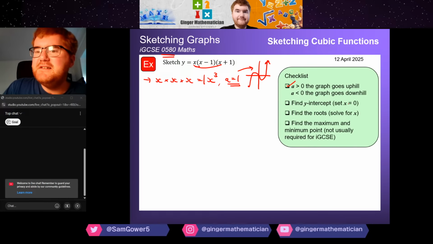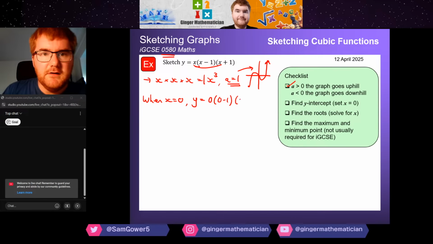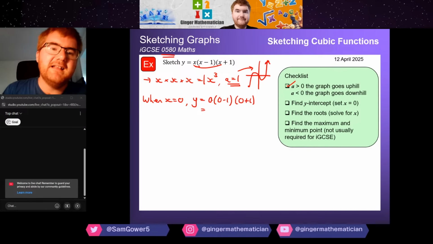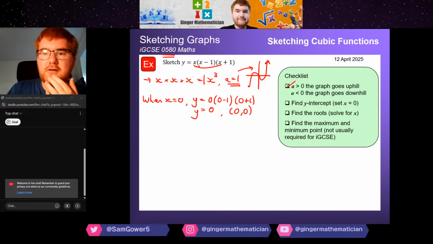Now we need to find the y-intercept, so set x to 0. Again, we've looked at this before, so when x is equal to 0, y is equal to 0 times 0 minus 1 times 0 plus 1. And anything times by 0 is just going to equal 0. So we've got our y-intercept at 0, 0.